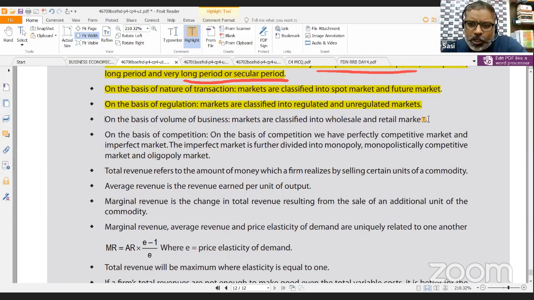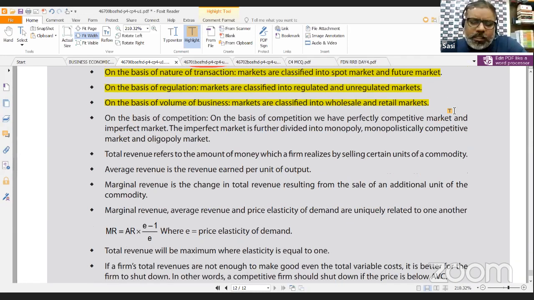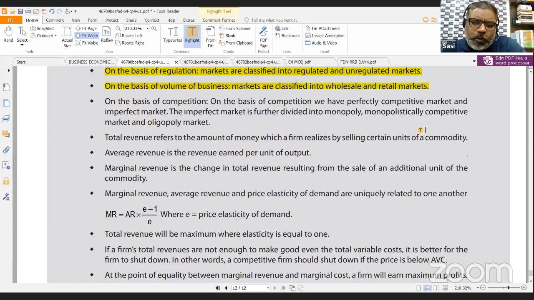Again, on the basis of volume of business, everybody knows this, we can broadly classify them as wholesale markets and retail markets. Where the volume is high, that can be called as wholesale market. Small individual actual consumers where they go and purchase, that is a retail market. But now our actual core focus on the classification of the markets is on the basis of competition. On the basis of competition, how the markets can be classified.